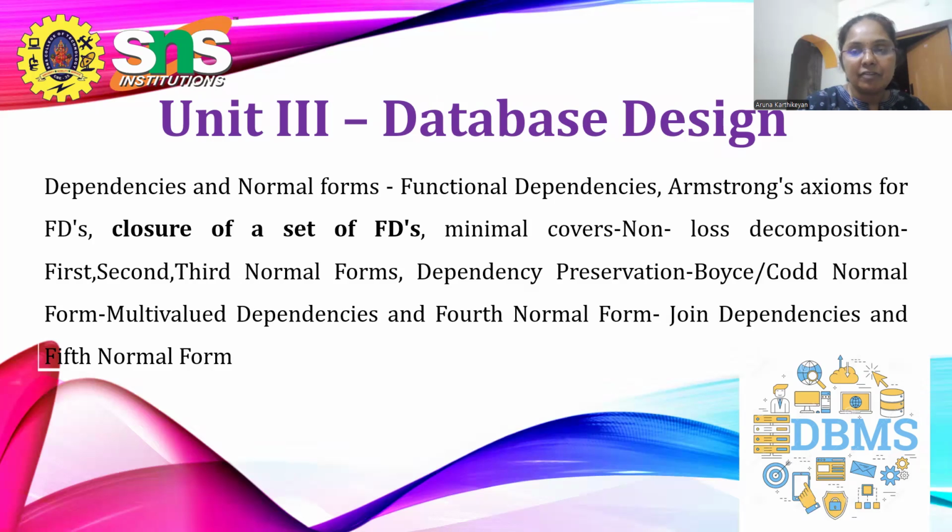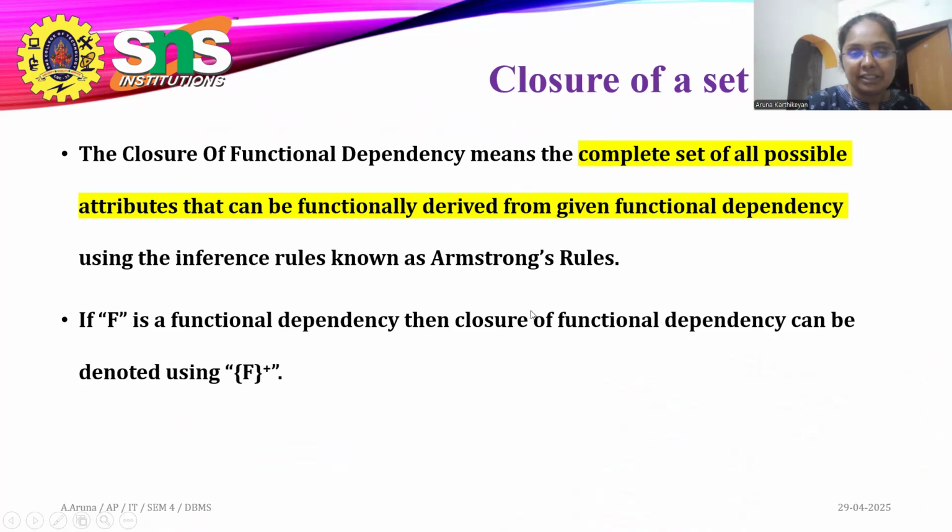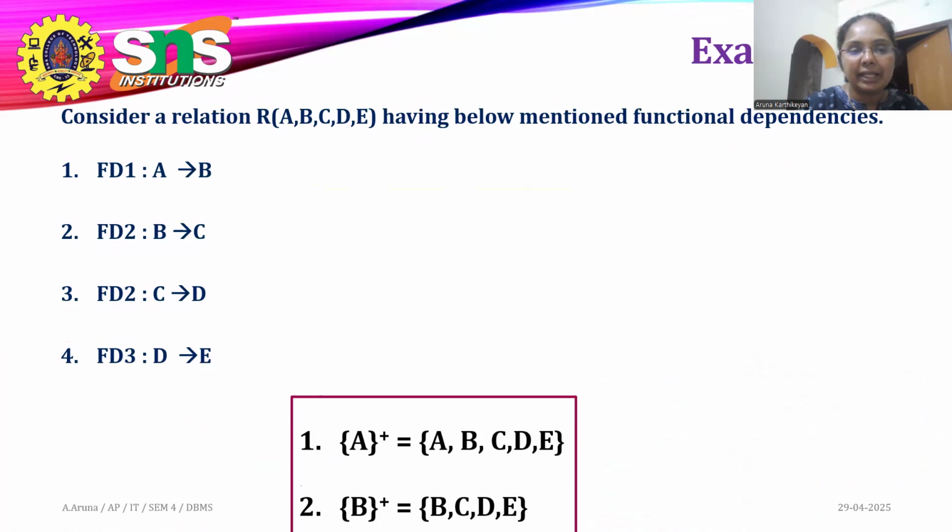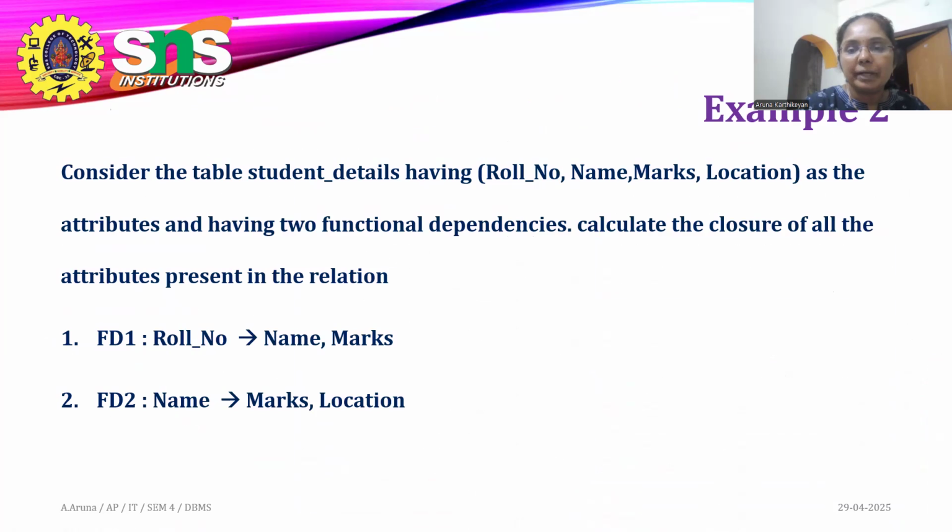In the closure set of functional dependencies, today we're going to see a few examples related to functional dependency. In that, how we can calculate what the super keys and the candidate keys are. So consider the student database table. Your student table can contain the roll number, name, marks, and location. So these are the four attributes associated with this student details.